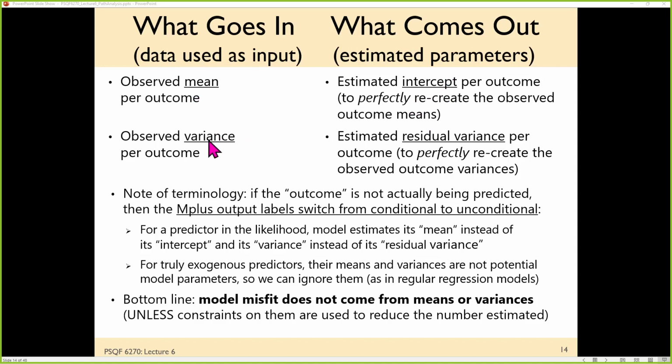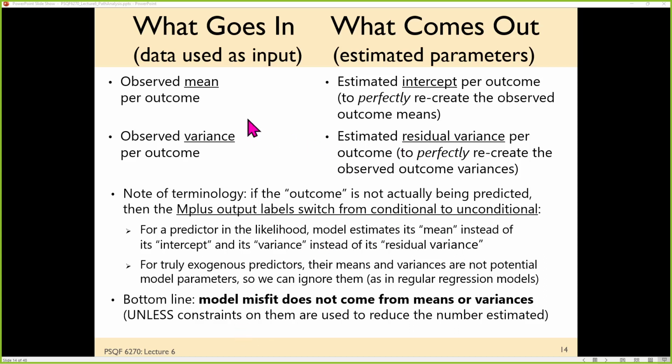Likewise, every variable starts with a variance. After it's predicted, we will get a separately estimated residual variance for each outcome that will perfectly recreate the observed variance. So these are usually a one-to-one correspondence, something that you do not have to worry about as being responsible for any problems of fit in your model. So long as each variable starts out with a mean and a variance, and it has an intercept and a residual variance coming back out of it, you're fine.